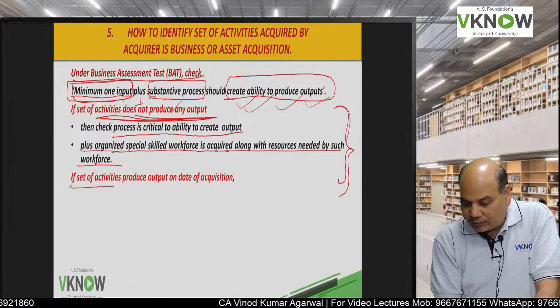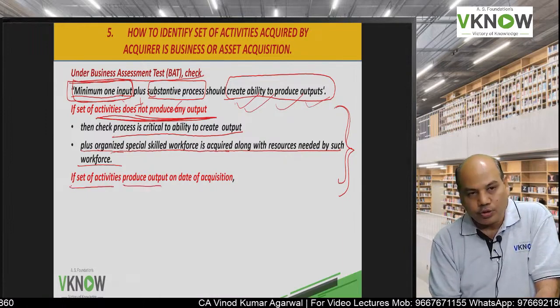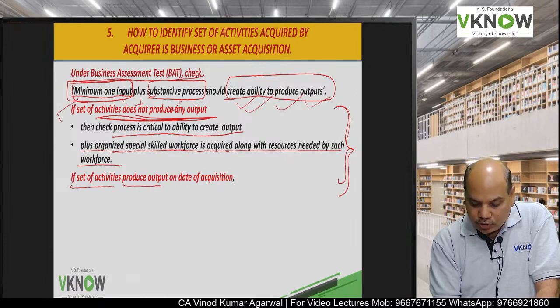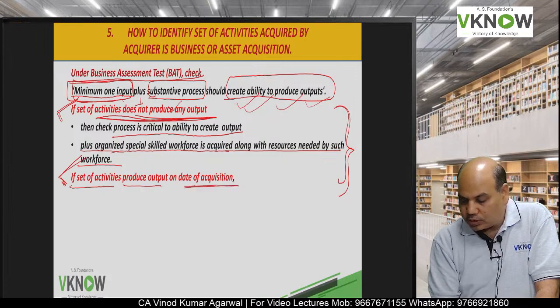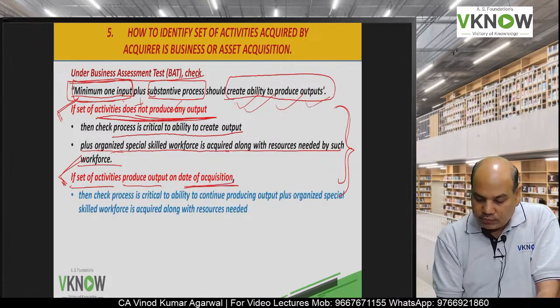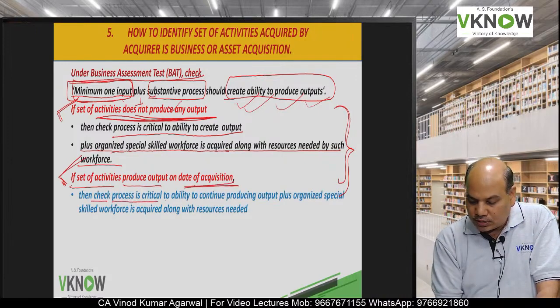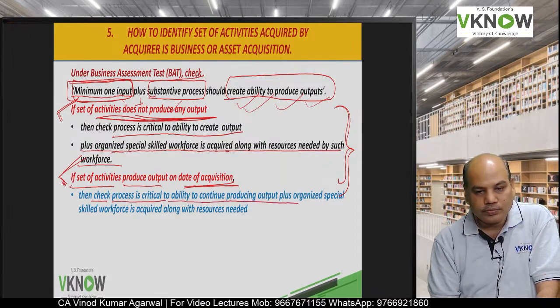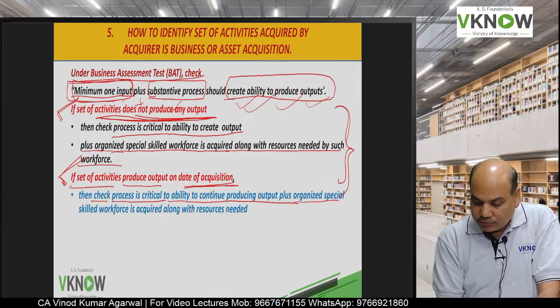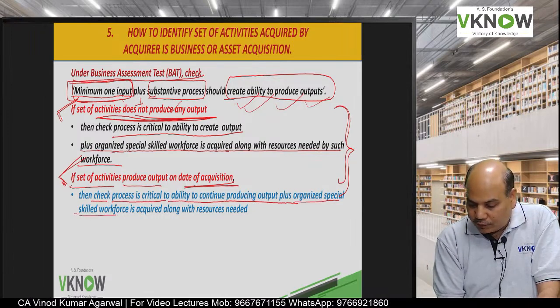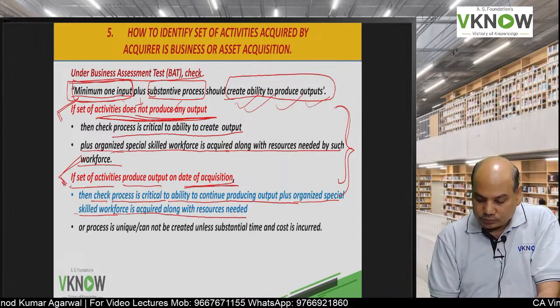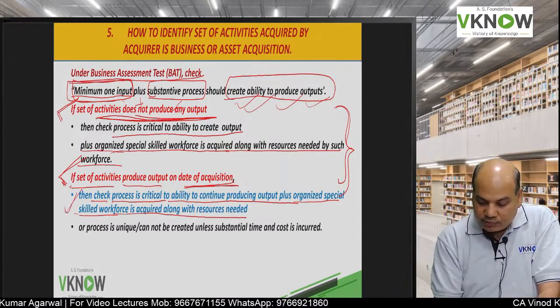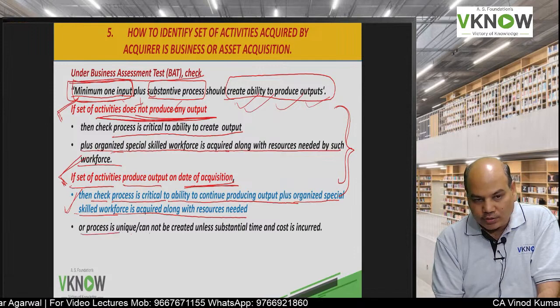If the set of activities produces output, what do we have to do then? The first case was where it does not produce output. Now, if it produces output, we have to check that the process is critical to the ability to continue producing output, plus an organized special skilled workforce is acquired along with the resources needed. This is the same as the previous one, or the process is unique.